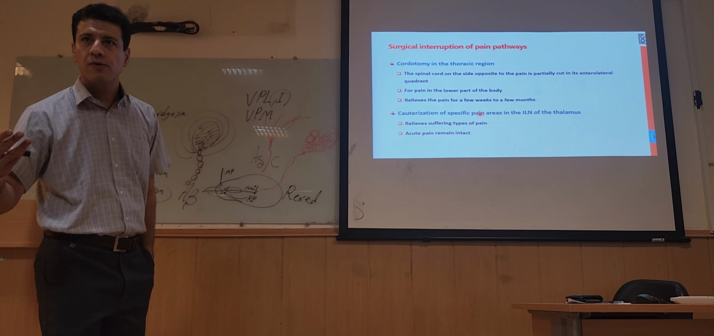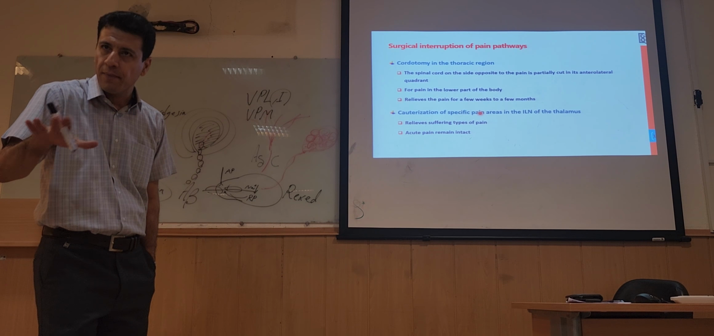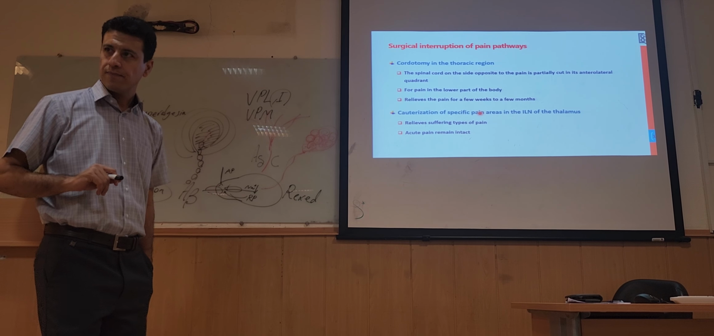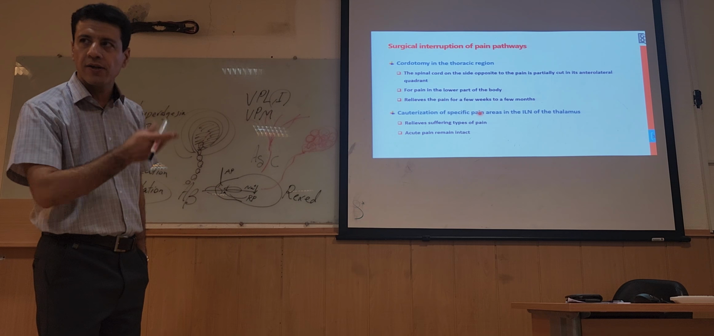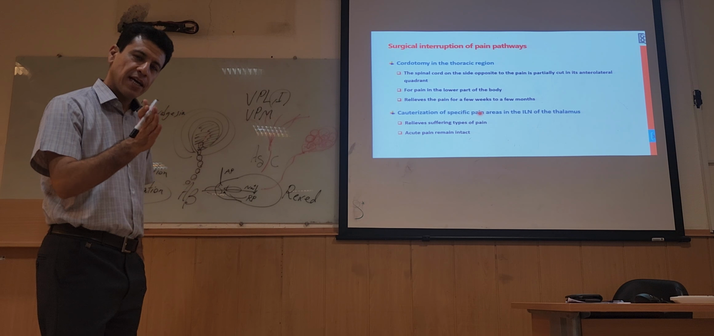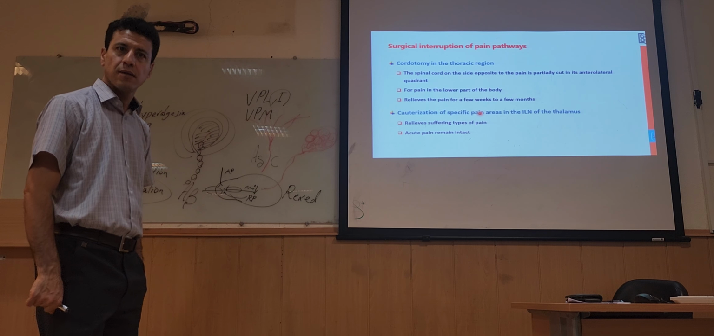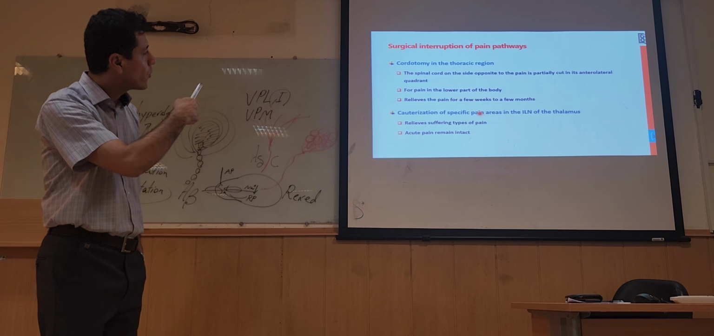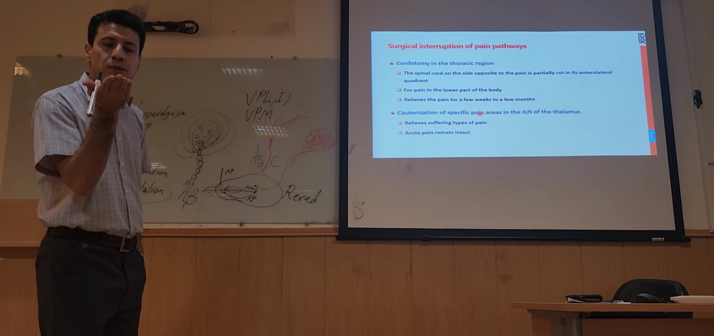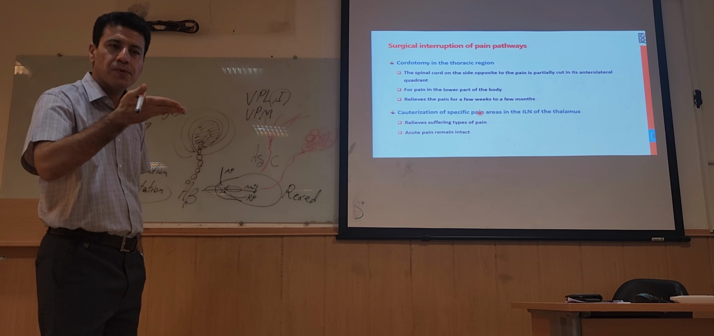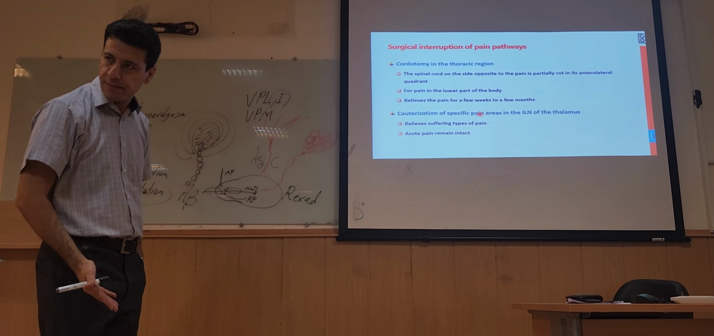So you know that the patient is going to die in 2 or 3 months, and you want to do something to relieve the pain. One strategy is to cut the spinal cord in the anterolateral quadrant in order to cut the spinothalamic tract. So cordotomy, usually done in the thoracic region, actually interrupts pain signals from the lower part of the body to the brain.